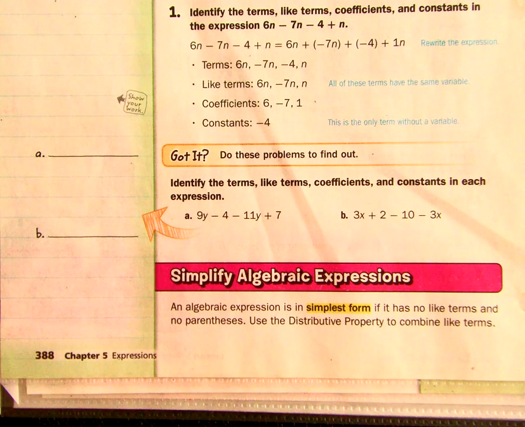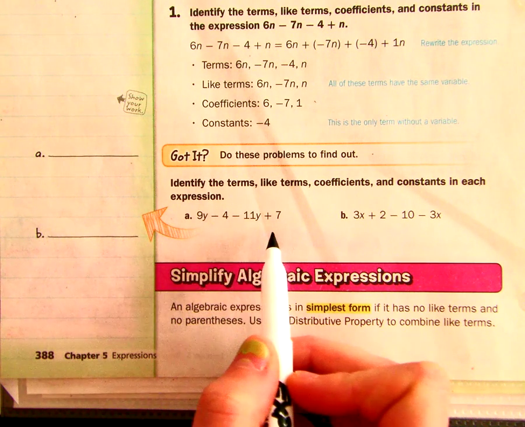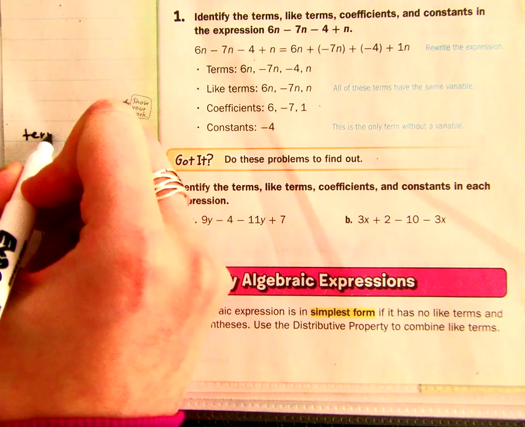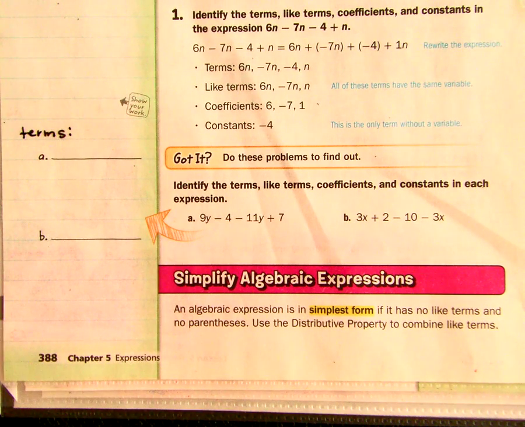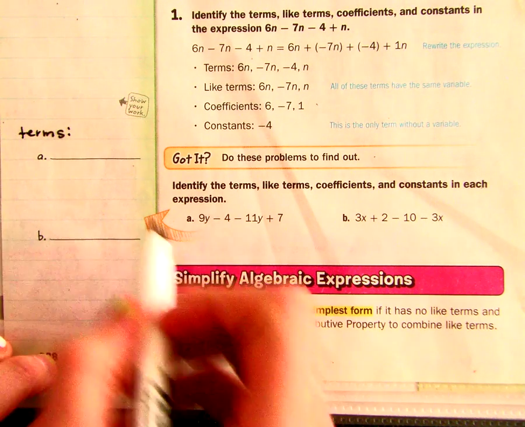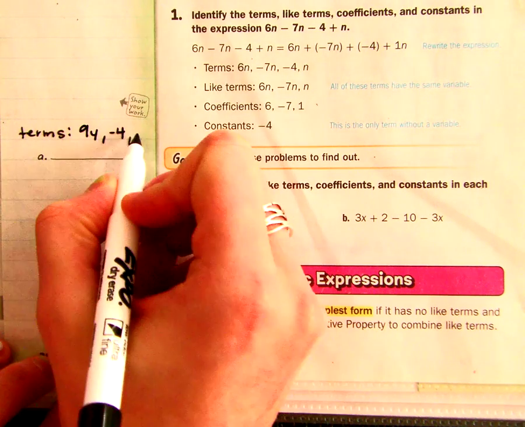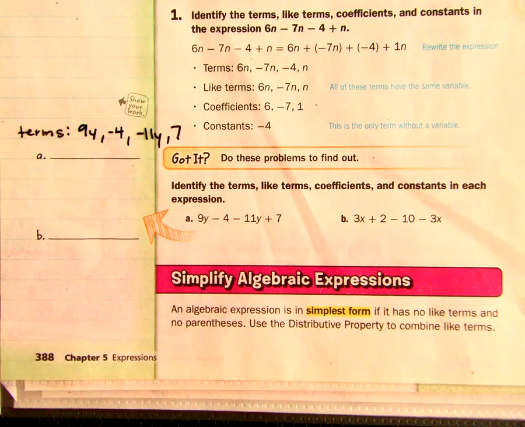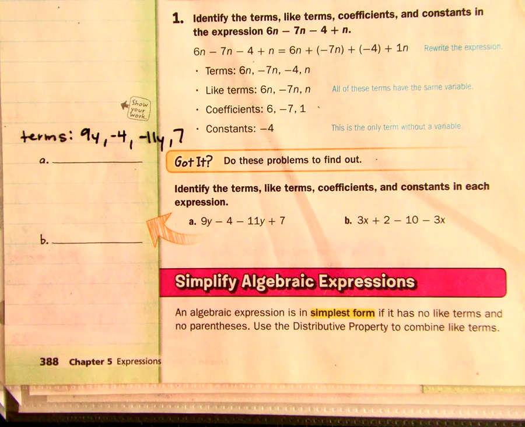So in letter A, we have 9y minus 4 minus 11y plus 7. First, I need to identify what the terms are. As we recall from above, a term is when addition or subtraction signs separate an algebraic expression into parts. So it's every part of our expression. Our terms in letter A would be 9y, negative 4, negative 11y, and 7. The reason I made 4 and 11y negative is because they have a subtraction sign in front of them, and that subtraction sign needs to go along with the term.